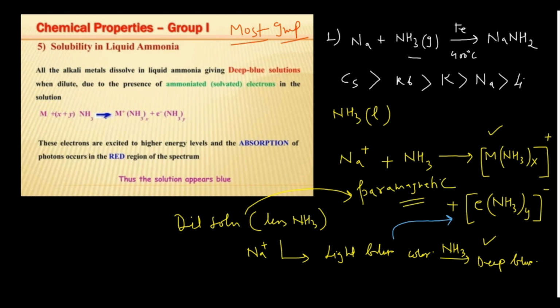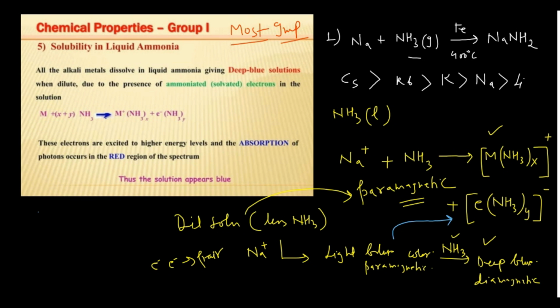Please remember, okay. Why? Because this free electron is there. Now if you keep on adding ammonia and make the solution more concentrated one, what will happen? The electrons get combined and they form a pair. So this deep blue is actually diamagnetic, and this one is the paramagnetic. So we have discussed the magnetic nature.